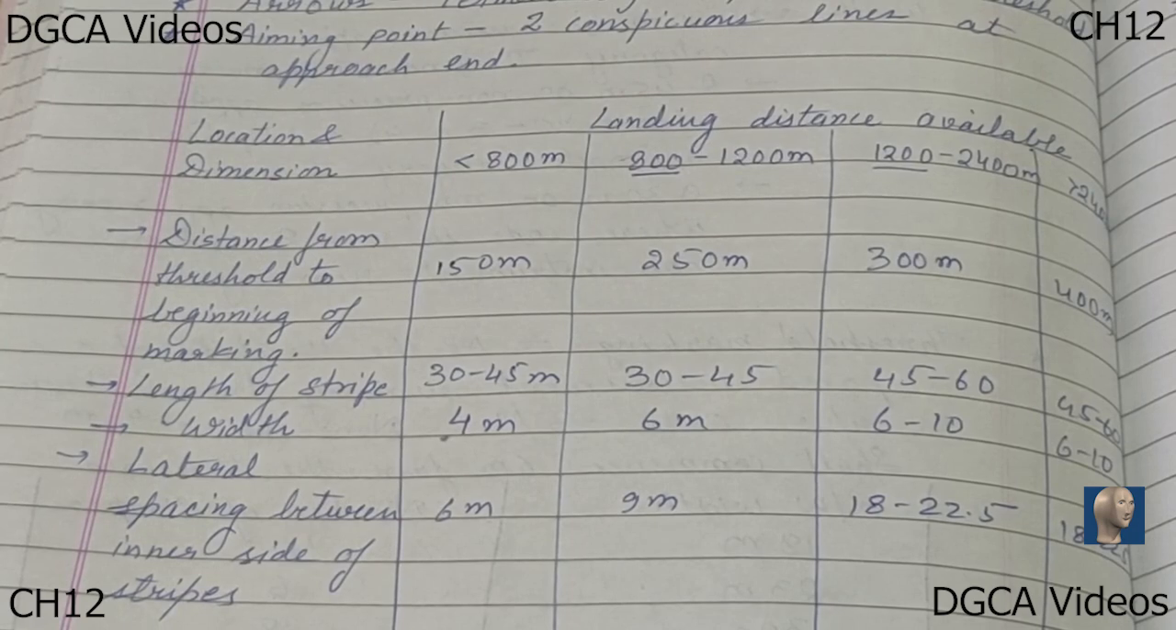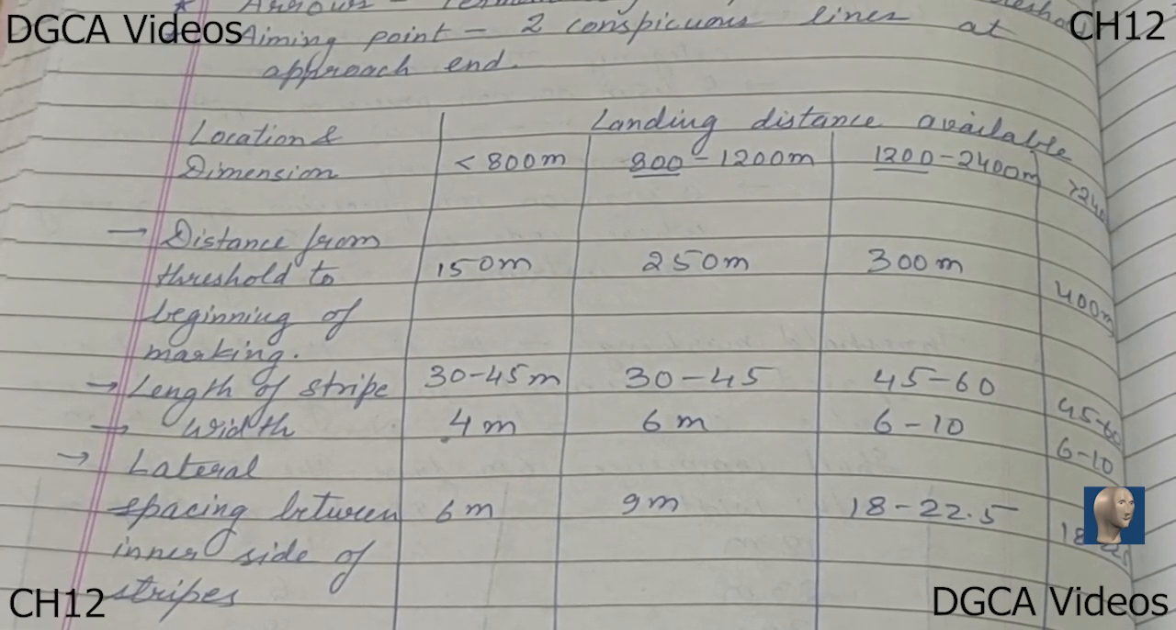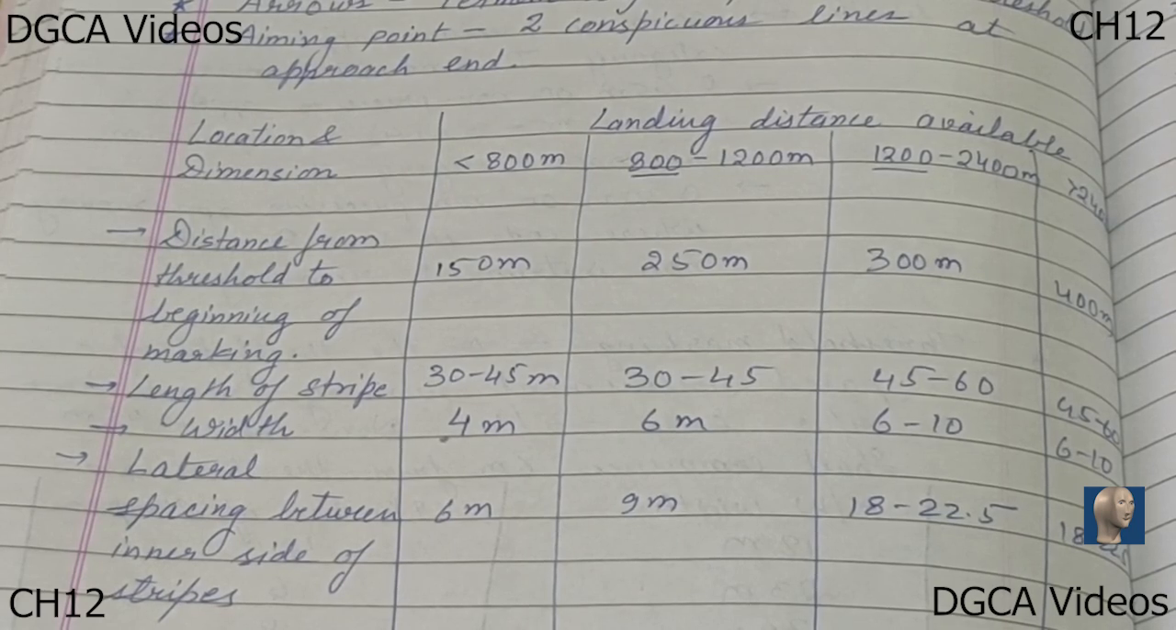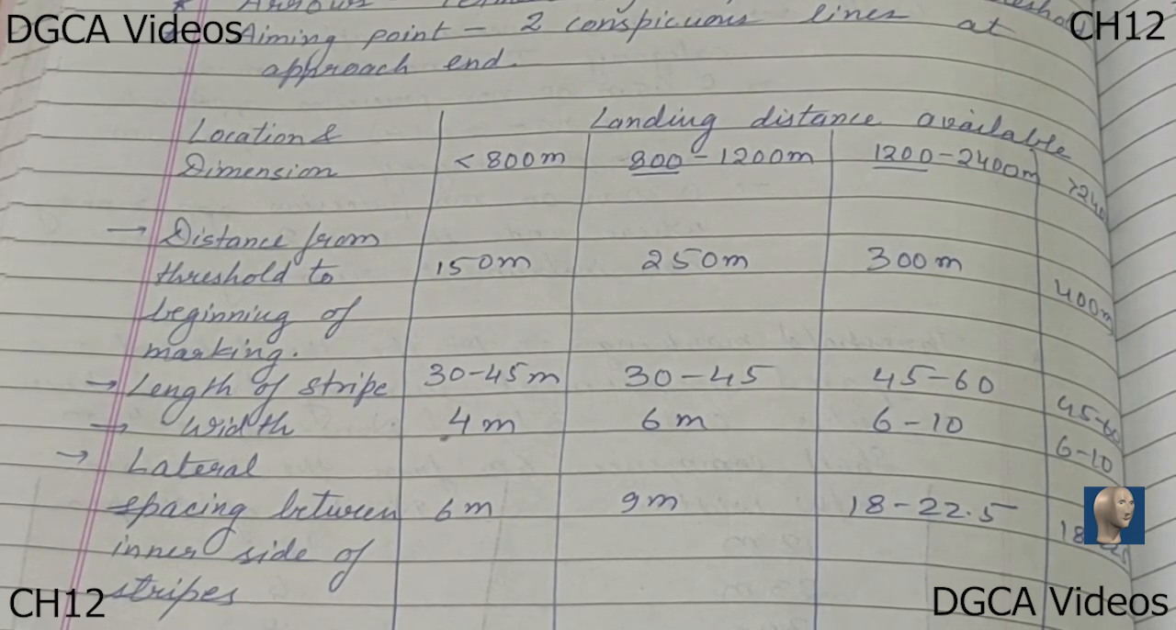Aiming point is provided at each approach end of a paved instrument runway where the code number is 2, 3 or 4. And also in case of code 1, if it is desirable, then the aiming points are available. So an aiming point consists of two conspicuous stripes that tell the aircraft where you have to aim while you are landing the aircraft.